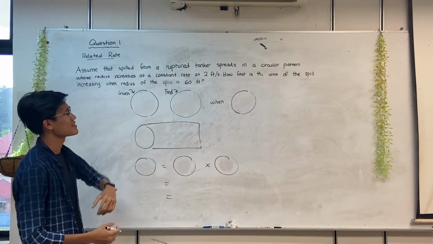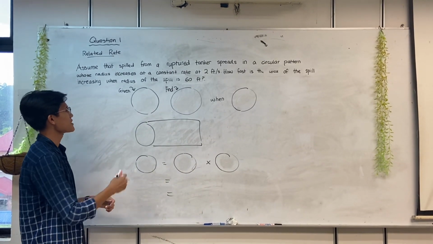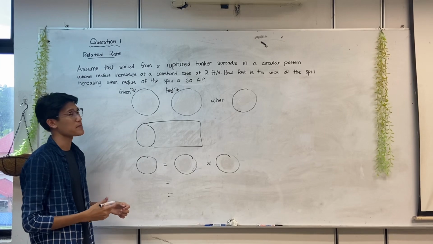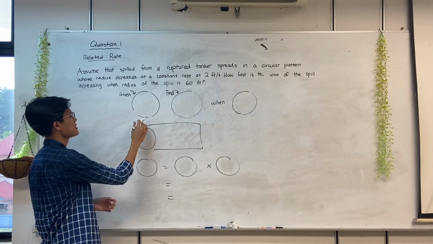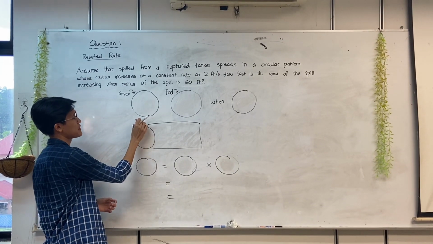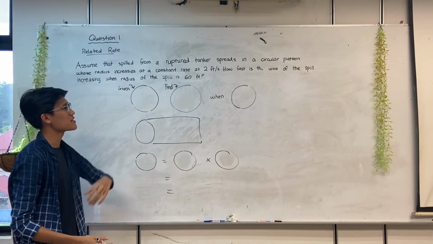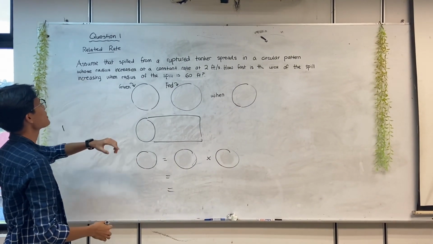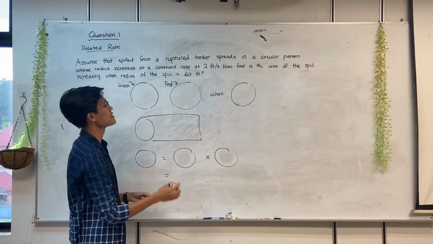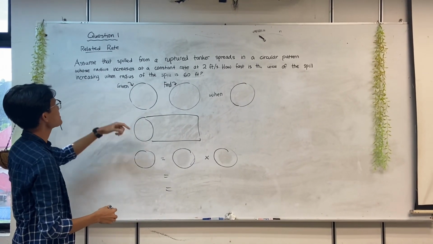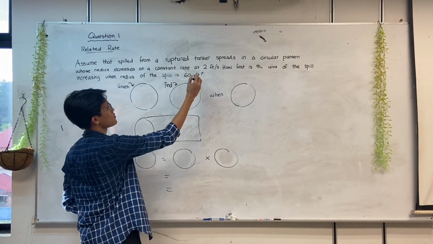Now first and foremost, I have provided you a simple concept on how to solve this question. First is what has been given, what do we need to find, and when something. So looking at the question here, it says to assume that a spill from a ruptured tanker spreads in a circular pattern whose radius increases at a constant rate of 2 feet per second.